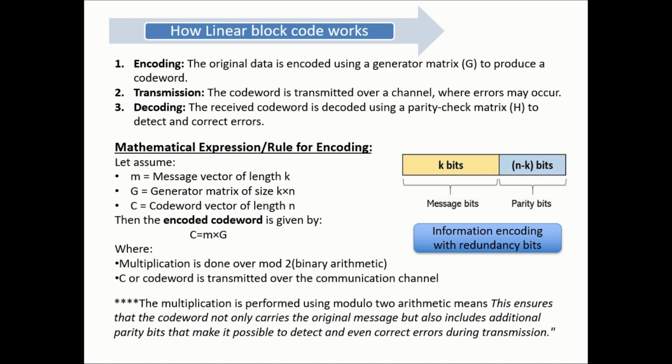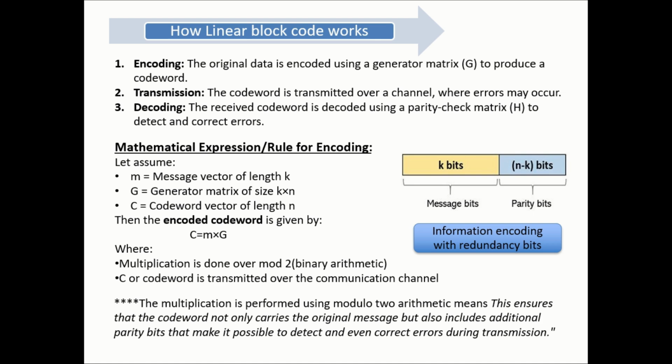So the mathematical expression, or rule, for encoding is as follows. In linear block code we have a mathematical expression. Let's assume m is equal to the message, that is the message vector, or we can say the data vector, of length k. The length is denoted by k.